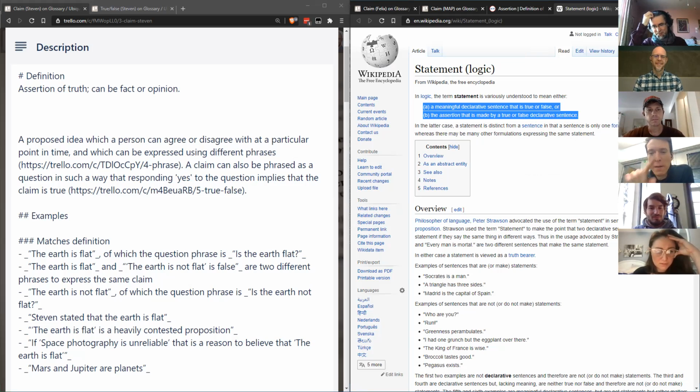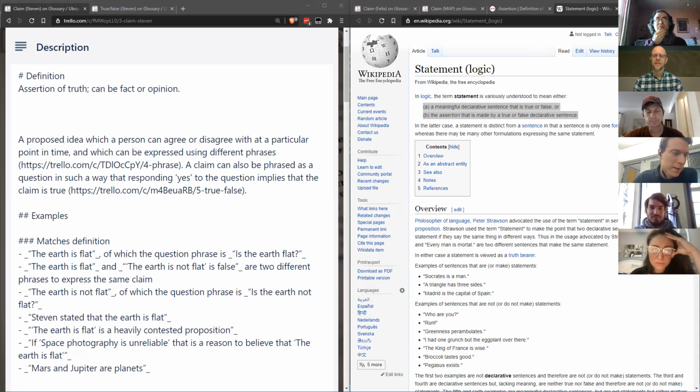And for me, by the way, this is statement as I use it in Socrates always. I only call it a claim once a person actually makes that claim and says yes. Question here though, guys. Either true or false. So this does not encapsulate opinions, because as you can see, examples of sentences that are not or do not make statements include the King of France is wise, broccoli tastes good, and Pegasus exists.